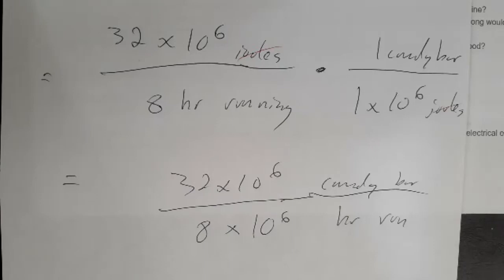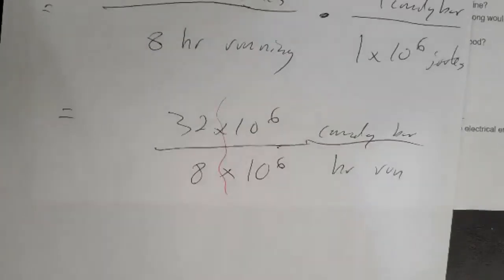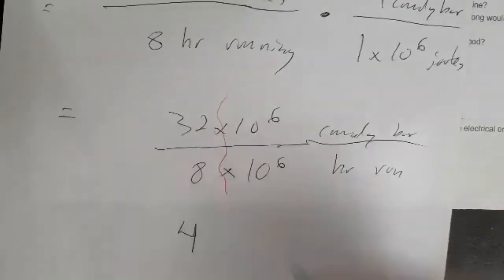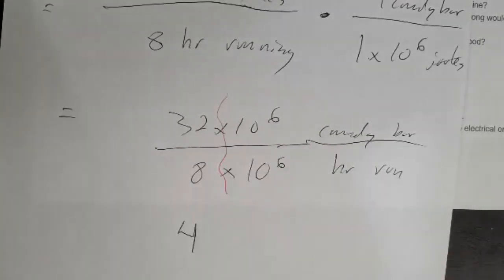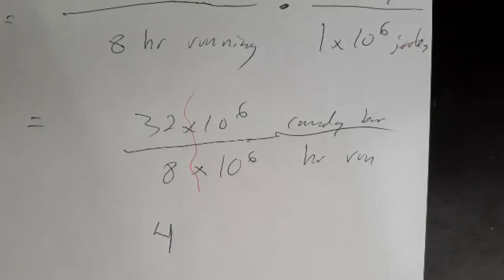And I talked a little bit about this. I can look at these things separately. Like I can look at 32 over 8 separately from the 10 to the 6 over 10 to the 6. 32 divided by 8, I'm pretty sure that still gives me 4. Did I do this right? I did this weird. Yeah, I didn't have to do that much work. I could have done this simpler. I just realized it, but this still makes sense.